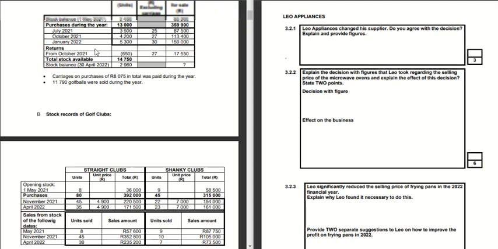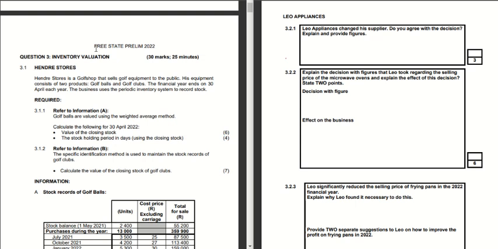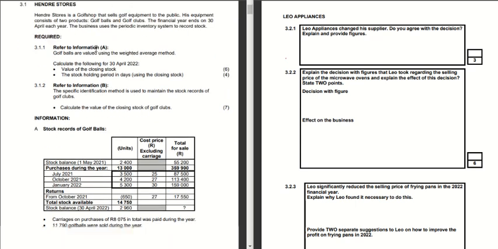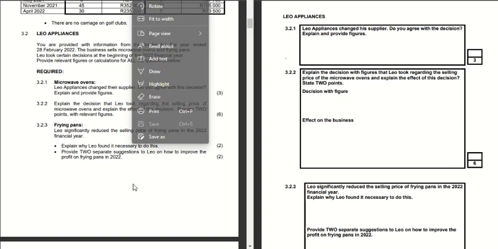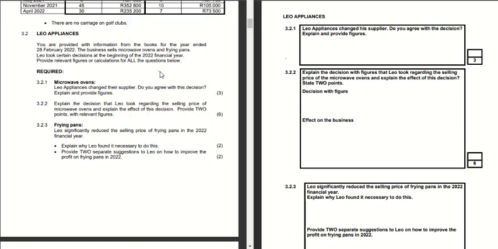As I continue with question 3 from the Free State paper, it then goes on to 3.2. It reads: you're provided with information from the books for the year ended, and the business sells microwave ovens and frying pans. Leo took certain decisions at the beginning of the financial year. Provide relevant figures or calculations for all the questions below.